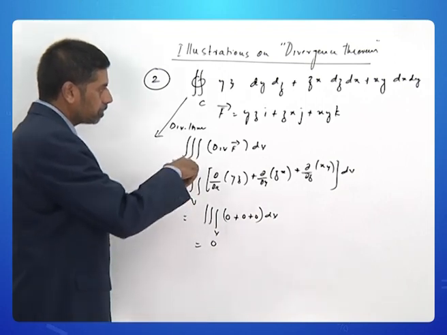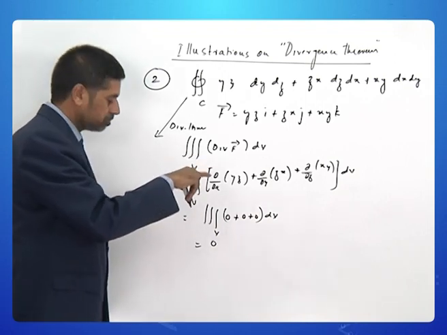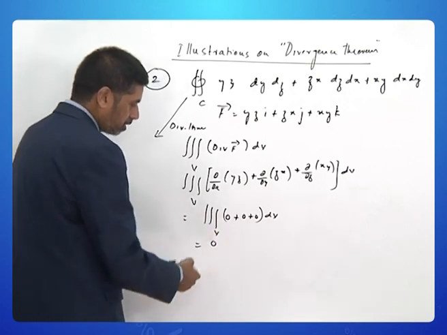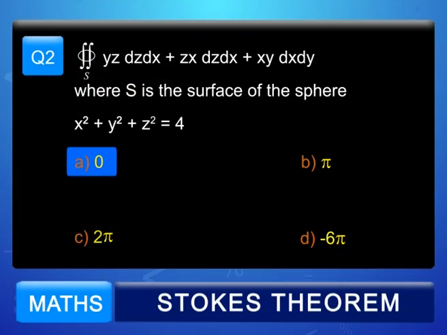But if you did not know the divergence theorem, then you would be into a lot of trouble, lots of integration, but you finally produce only a 0. So the correct option for this problem is A.